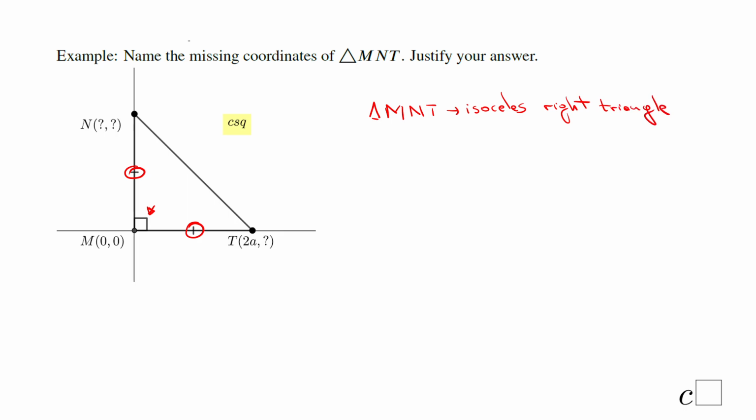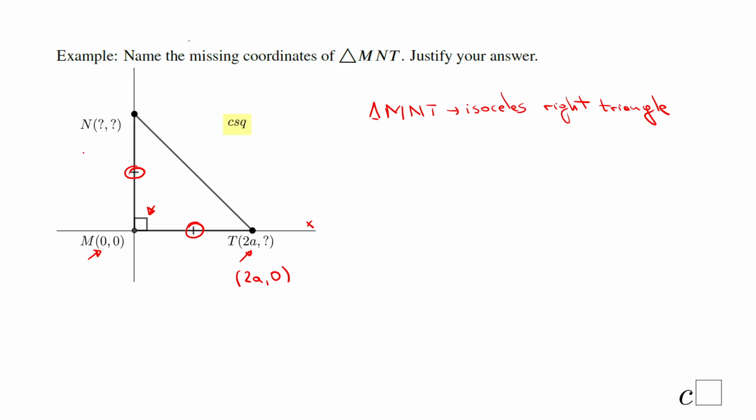Okay, later you'll find out this has another important property. This isosceles right triangle is a special right triangle. So now we know what about this triangle. We know that this is the vertex at 0 and 0, and this point T is at 2A, and that is on the x-axis, so it's going to be 2A and 0.